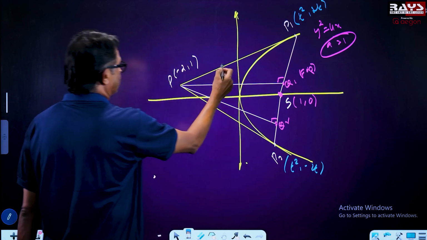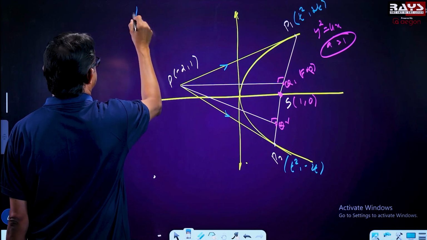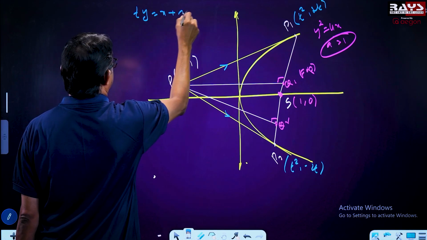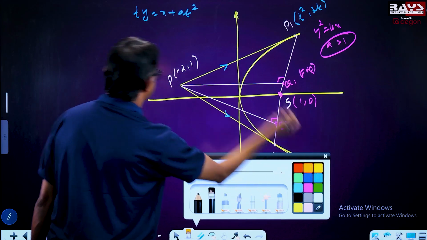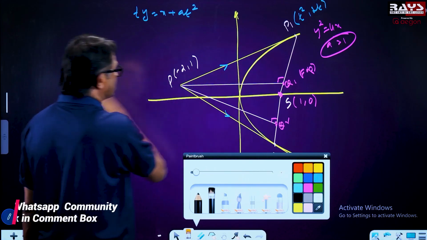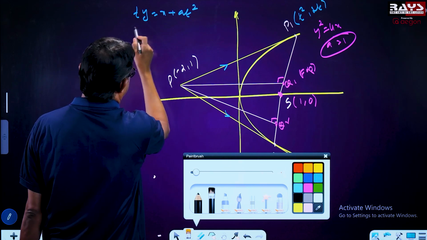See, this is the tangent to the parabola. These two are the tangents to the parabola. What is the equation of the tangent? ty is equal to x plus at², is the tangent equation. And this tangent is passing through (-2, 1). So we can put x equal to -2 and y equal to 1.